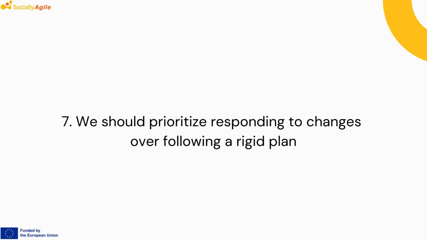The correct answer is not Agile. This statement doesn't align with the Agile mindset. Agile recognizes that failures and mistakes can happen, but it values learning from these experiences to improve and deliver better results in the future. Statement 7. We should prioritize responding to changes over following a rigid plan.